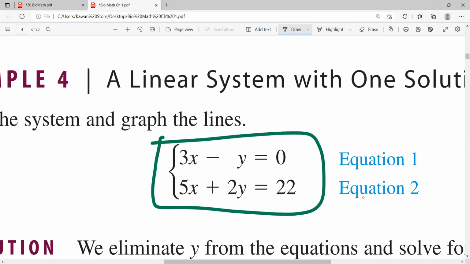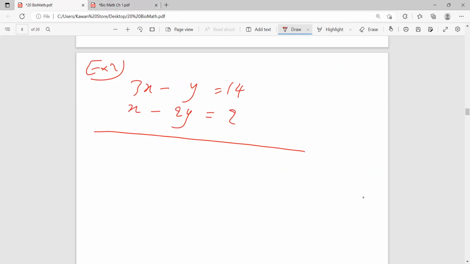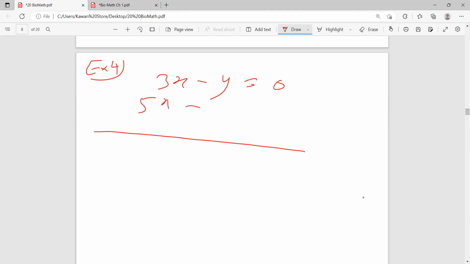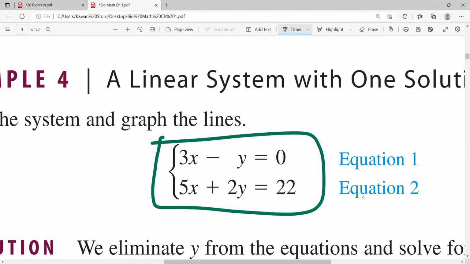Oh, what's that? It's another, oh, example number 4. Why didn't it say that? So let me change it again. Example number 4. Sorry. Example number 4. So we have 3x minus y equal to 0. 5x 22.